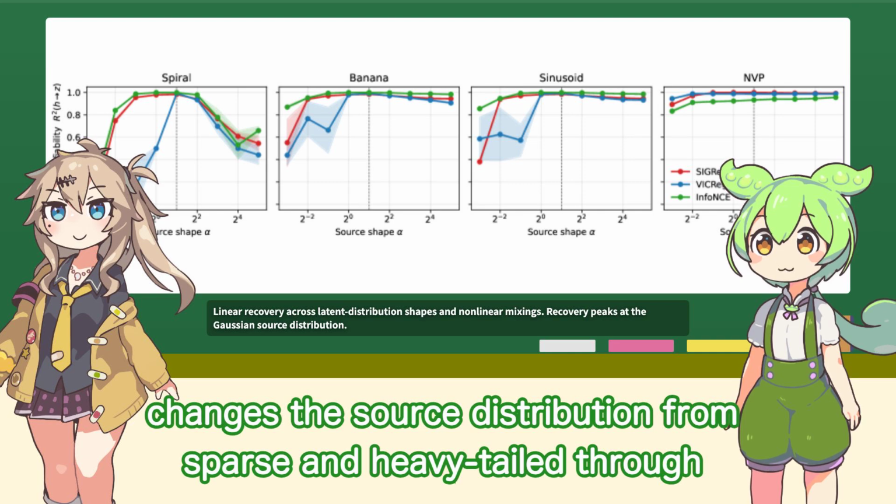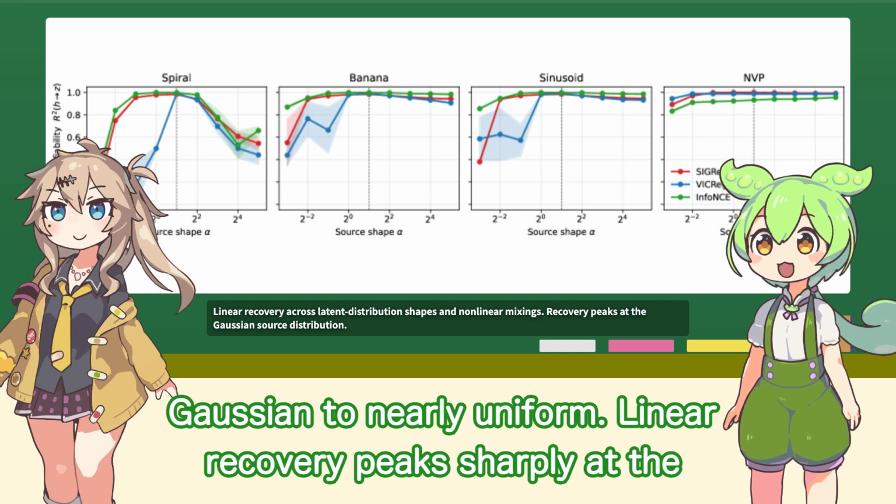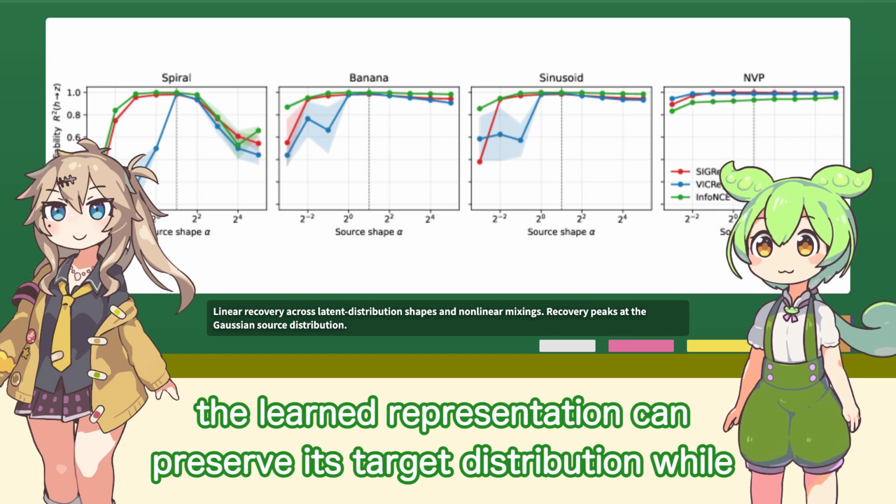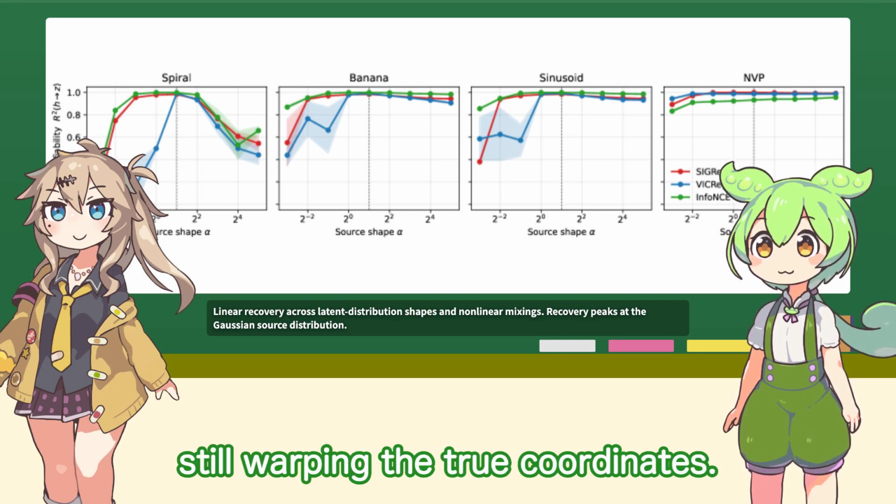The horizontal axis changes the source distribution from sparse and heavy-tailed through Gaussian to nearly uniform. Linear recovery peaks sharply at the Gaussian setting across all three objectives. Away from Gaussianity, the learned representation can preserve its target distribution while still warping the true coordinates.